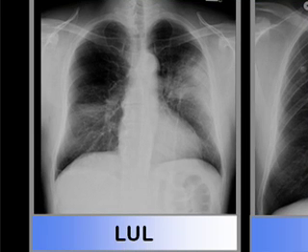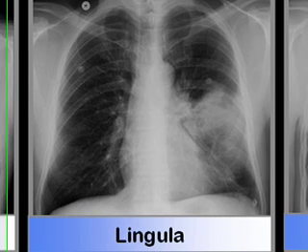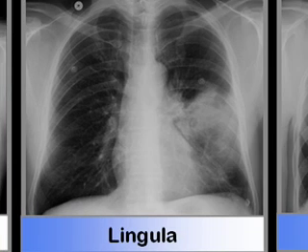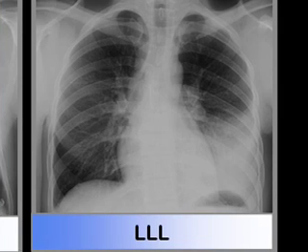This is the appearance of pneumonia in the right lower lobe, which silhouettes or obscures the right hemidiaphragm. This is the appearance of pneumonia in the left upper lobe. This is the appearance of pneumonia in the lingula, which is the analog to the right middle lobe and which obscures the left heart border. And this is the appearance of left lower lobe pneumonia, in which the heart border is retained, but there is silhouetting of the left hemidiaphragm.